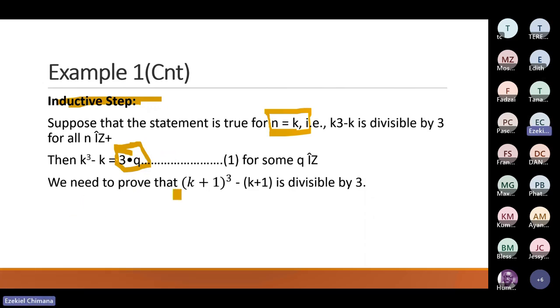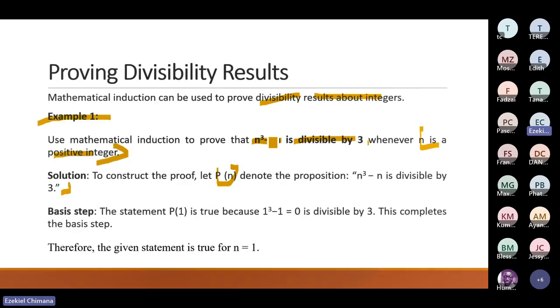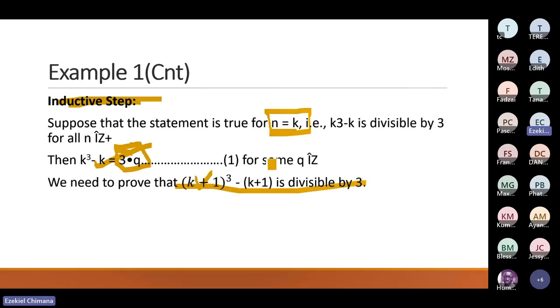So we need to prove that k plus 1 to the power 3 minus k plus 1 is divisible by 3, because we are doing the inductive step. If it is true for k, it must also be true for k plus 1. So we put k plus 1 here and k plus 1 here, and we try to prove that it is divisible by 3. So we have this equation, and then we have this thing. We have to prove that this one is also divisible by 3.